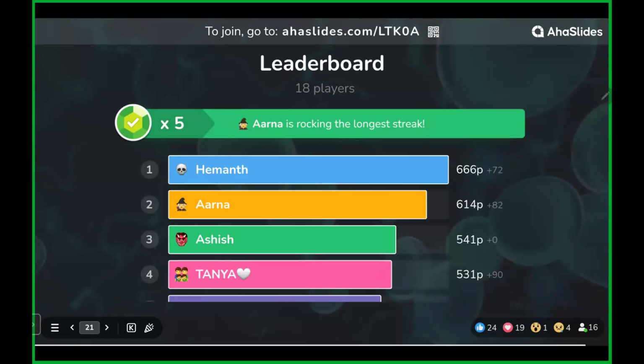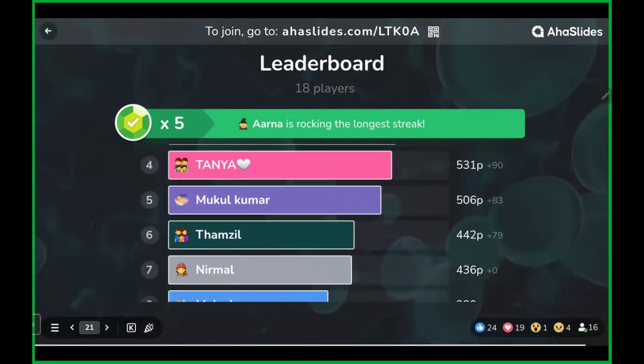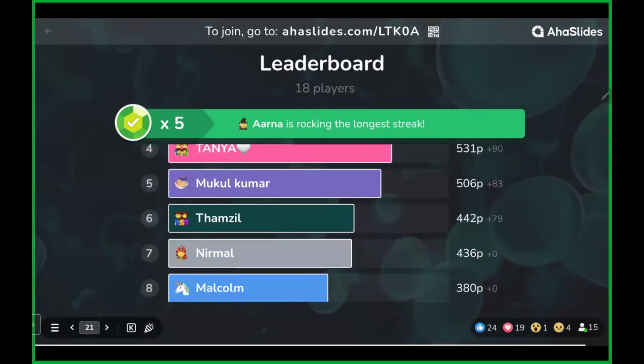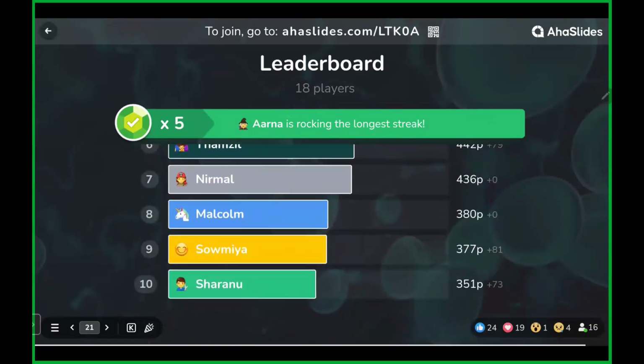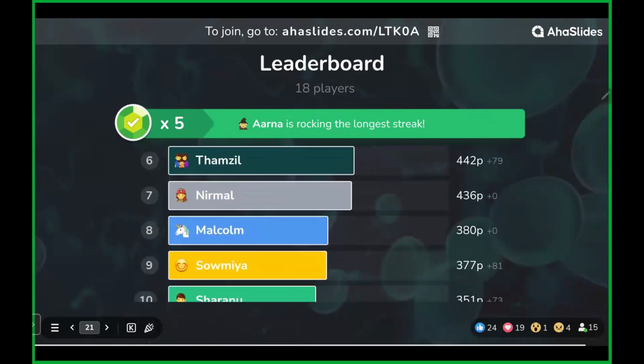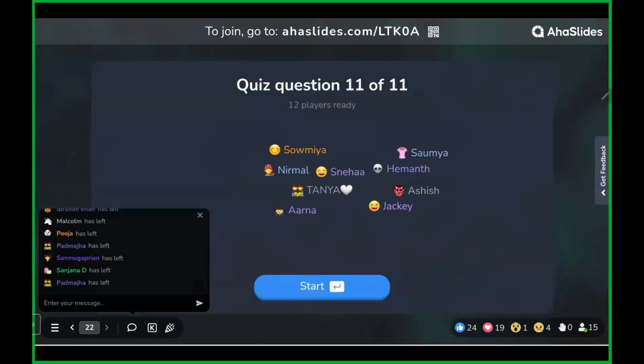So this is the final leaderboard, and we have Hemant at first place, Arna at second place, and Ashish at third place. Congratulations, guys. At fourth place we have Tanya, fifth Mukul, sixth Tamzil, seventh Nirmal, eighth Malcolm, ninth Soumya, and tenth Sharno. Great, guys. So last, let's get a quick review of what your experience was.